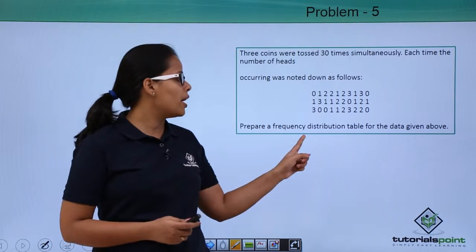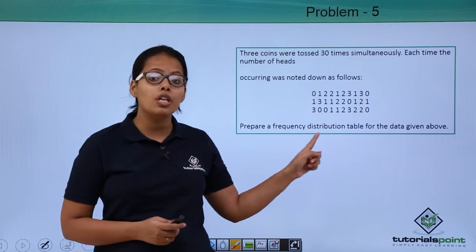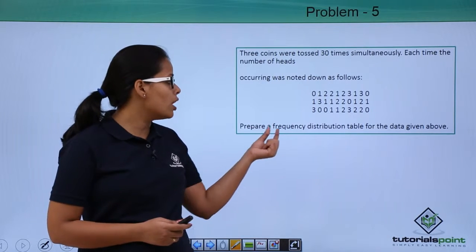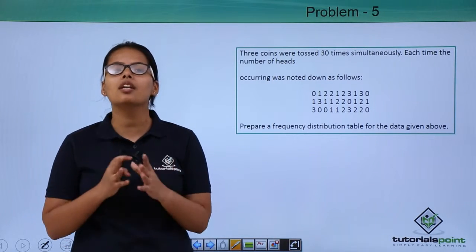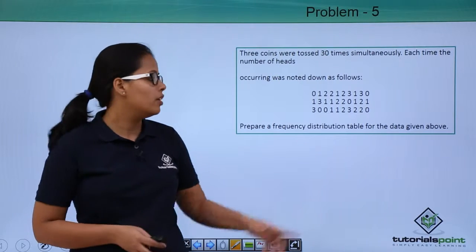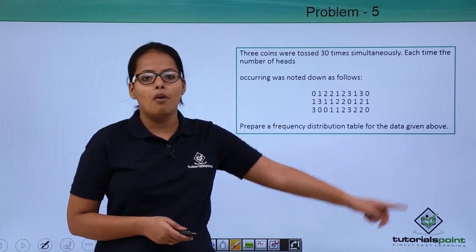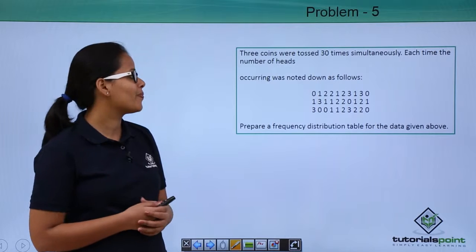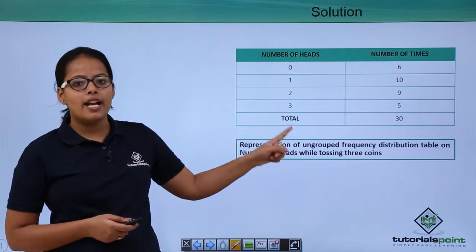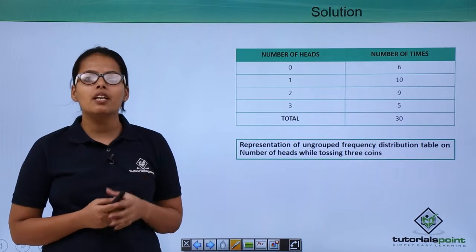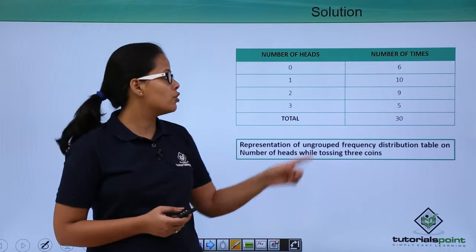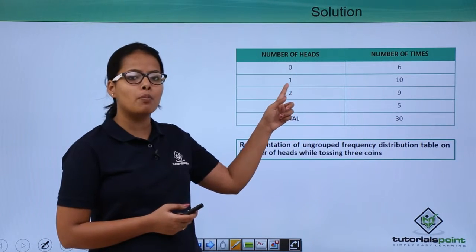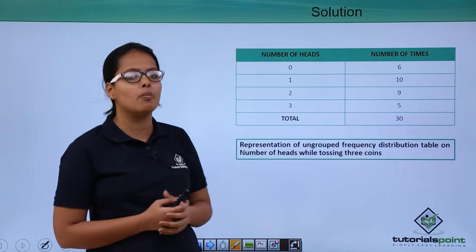Now you need to prepare a frequency distribution table. What do you need to find here? You need to construct an ungrouped frequency distribution table for the data given above. How? Let's see. This is the number of heads, because you need to present the frequency distribution table with ungrouped data. So 0 heads, 1 head, 2 heads and 3 heads.